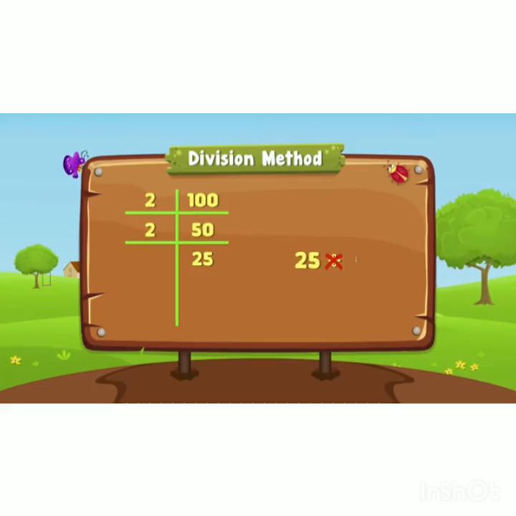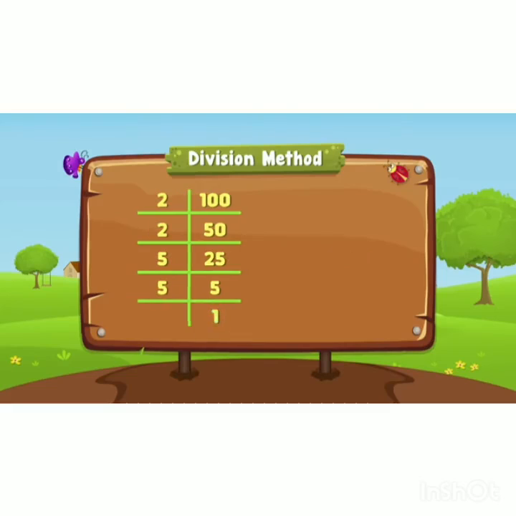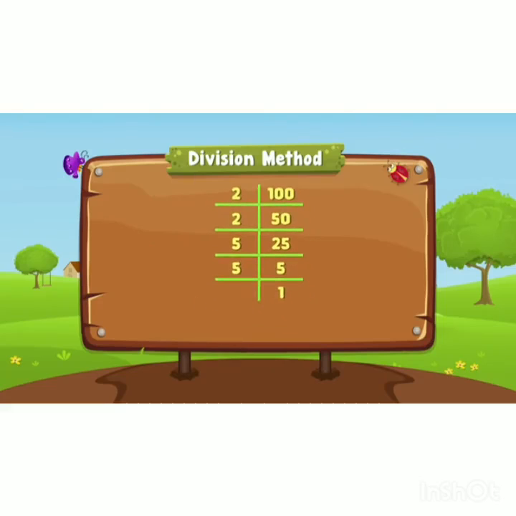25 is not divisible by 2 or 3. So we divide it by the next prime factor, 5. We get 5 as the quotient. We again divide 5 by 5. As 5 is a prime number, we get 1 as the quotient. Now, as we get 1 as the quotient, we stop the division. This way, we can prime factorize 100 as 2 into 2 into 5 into 5. Now look closely. All the numbers which we have written here to express 100 are prime numbers, right?